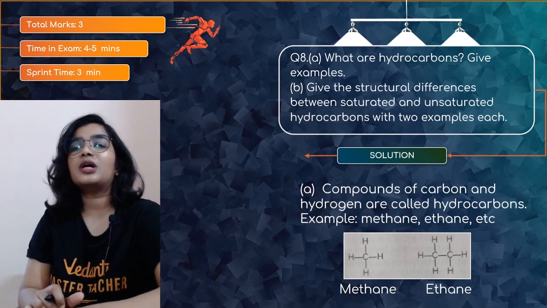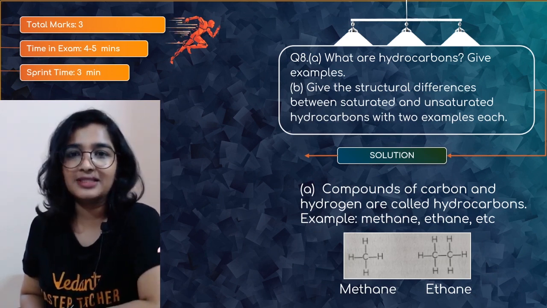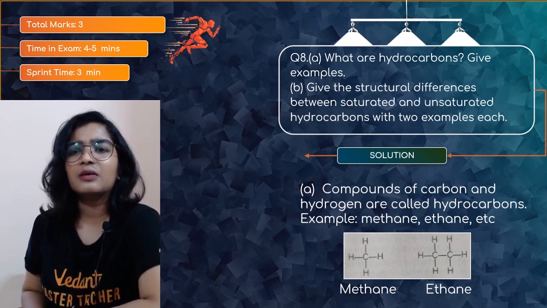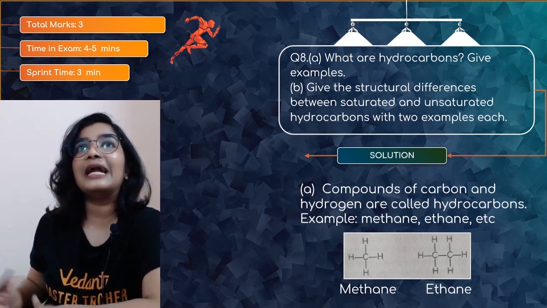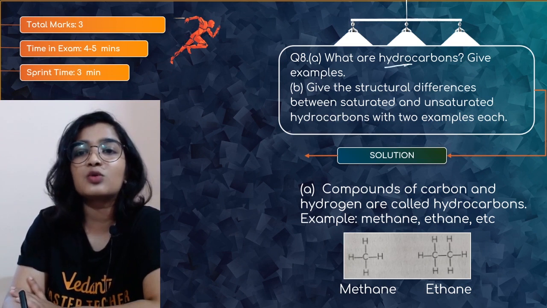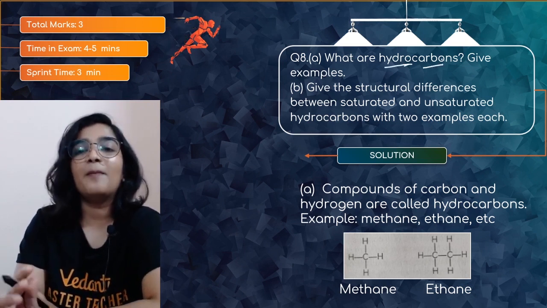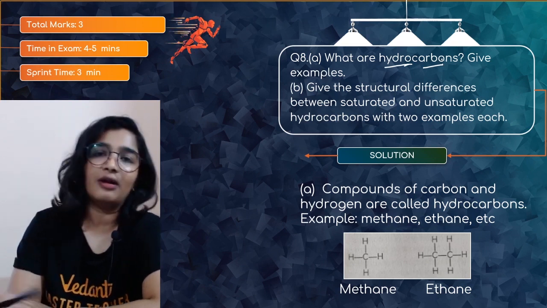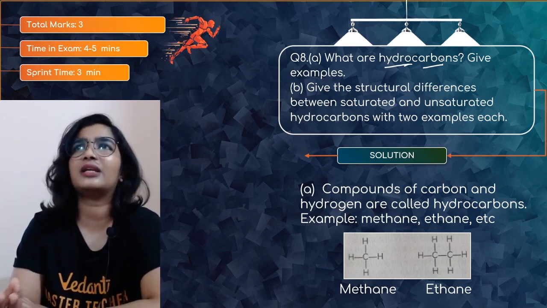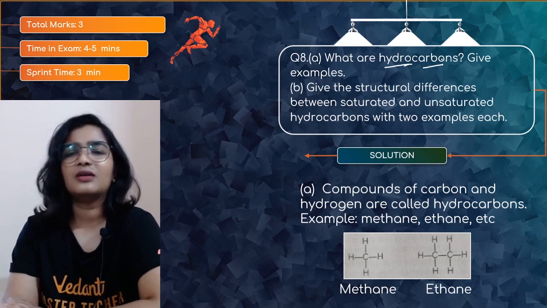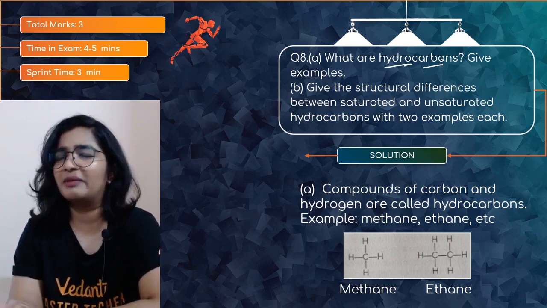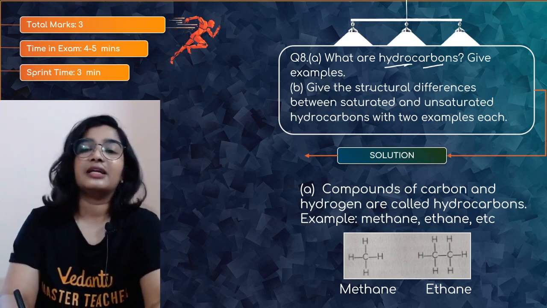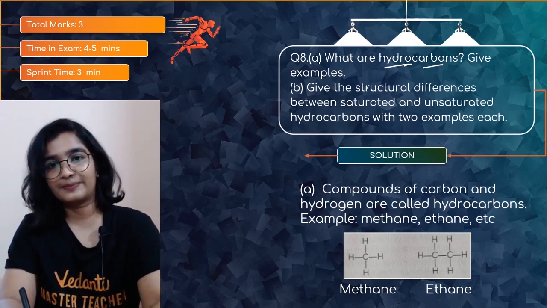Question number 8. What are hydrocarbons? Give examples. Give the structural difference between saturated and unsaturated hydrocarbons with 2 examples each. Firstly, what are hydrocarbons? Hydro means hydrogen, carbon is carbon. So the compounds containing carbon and hydrogen only, they are called hydrocarbons, right? We have so many: alkanes, alkenes, all kinds. You can give any example, methane, you can write propane, butene, anything, but make sure they contain only carbon and hydrogen.